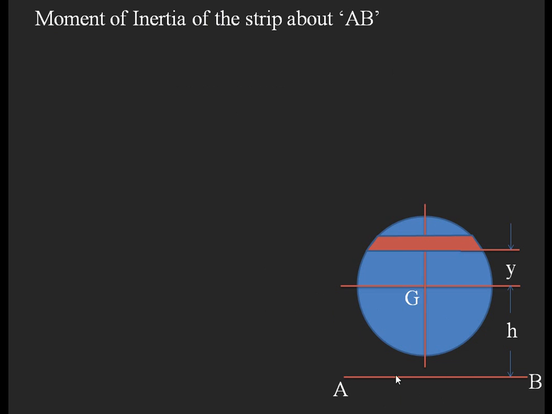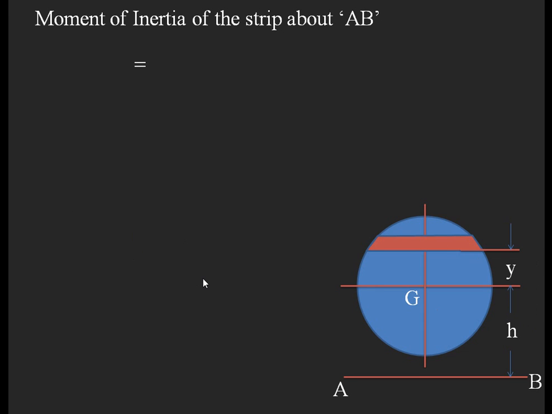Next we go for the moment of inertia of the strip about the AB line. This AB is parallel to the line passing through CG. So with respect to this AB line, what is the moment of inertia for this strip? We need to write the same formula: perpendicular distance whole square into the area of this strip. So the perpendicular distance is h plus y, whole square, into the area dA.